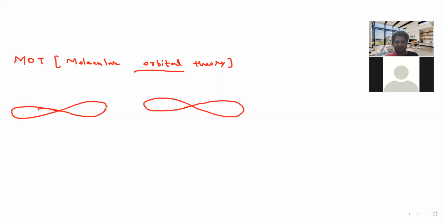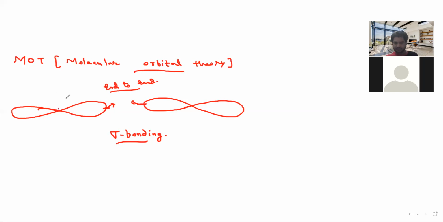Okay. So when these two orbitals are overlapping, when this one and this one overlap, this type of bonding is known as sigma bonding. Sigma bonding means when there is end-to-end overlapping. So whenever there is end-to-end overlapping, which is quite strong, it is called sigma bonding.